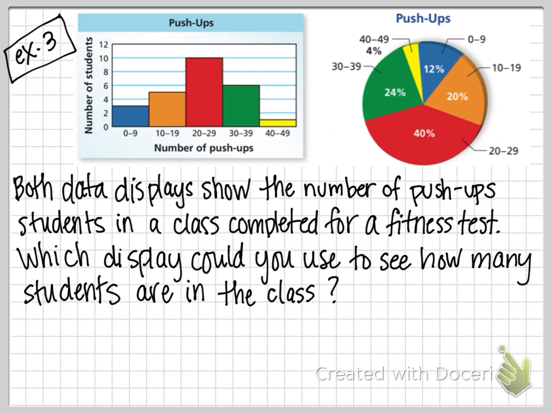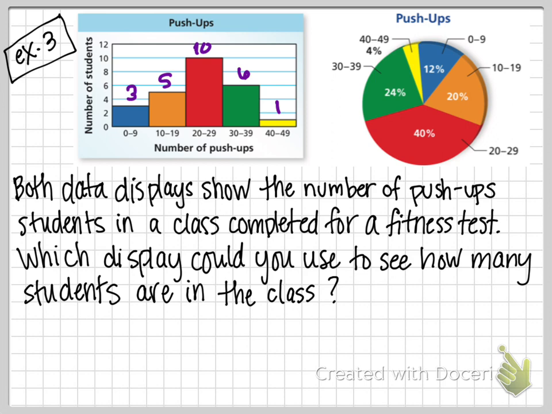Now, which one, the histogram or the pie chart, shows the number of students? Miles? The histogram, right? Because we can literally see, 3 students did 0 to 9, 5 did 10 to 19, 10 did 20 to 29, 6, 1. That shows us numbers.